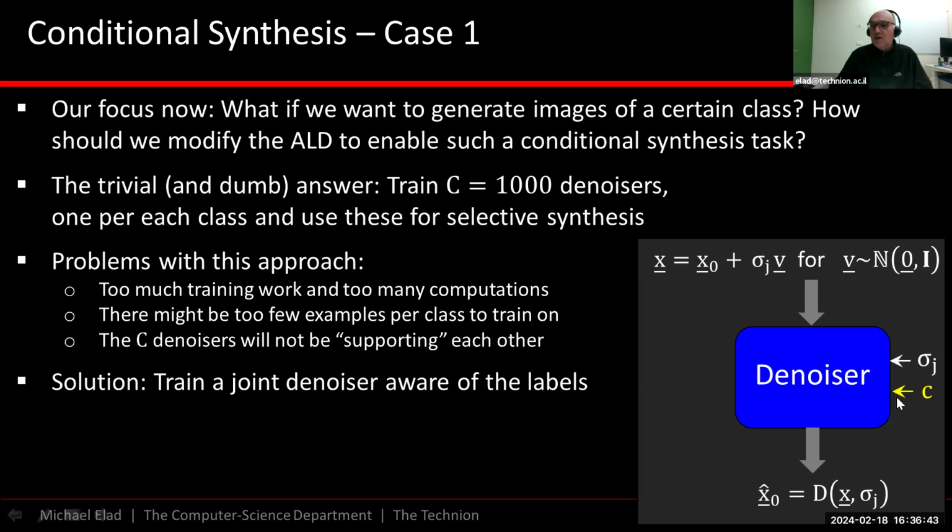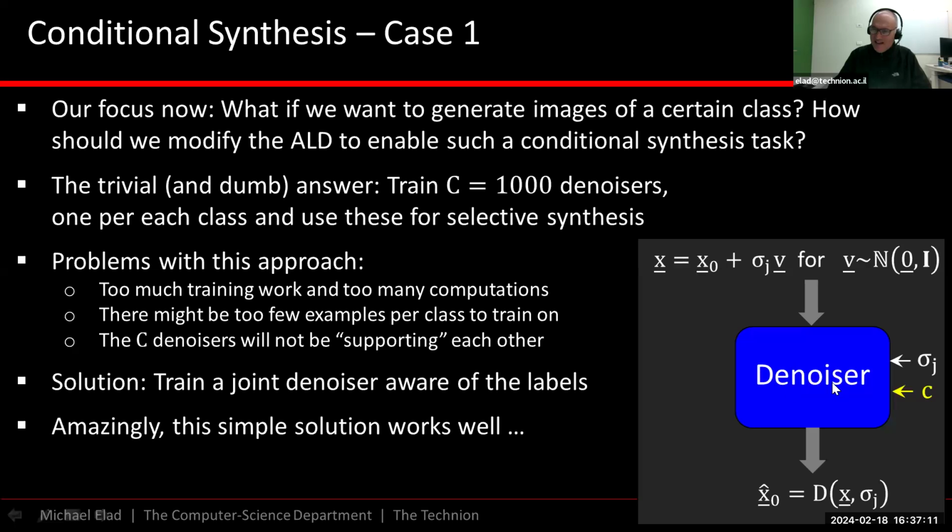Let's train a conditional denoiser, a denoiser that gets, on top of the noisy image and the level of the noise, also the class. So basically, when the denoiser knows that it is cleaning an image that belongs to the Arctic Fox class, it will do something to benefit it in order to create a better looking, cleaner image. And therefore, this denoiser will be the combination of all those 1,000 denoisers.